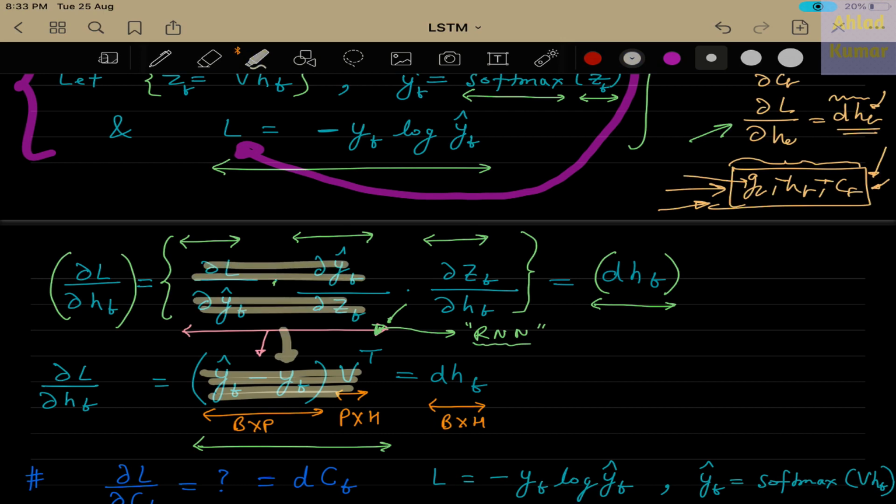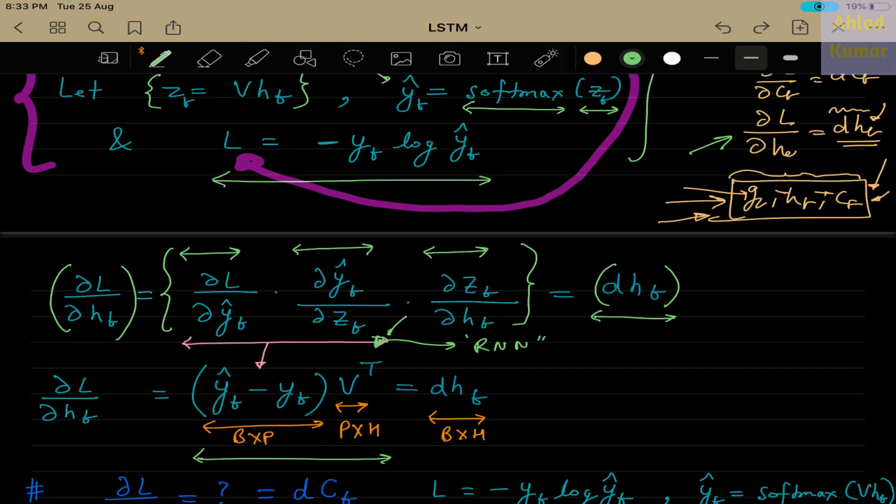Once we have evaluated this expression, we multiply it with the derivative of zt with respect to ht. I am sorry about that: this combined expression is actually just y hat t minus yt, and it doesn't involve V transpose. The V transpose comes from the derivative of zt with respect to ht.